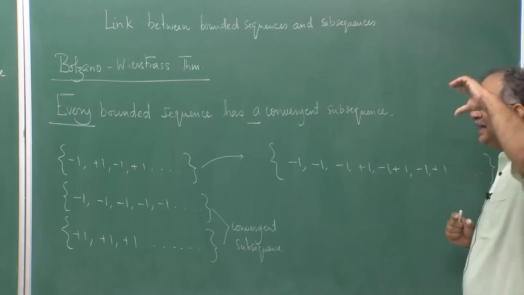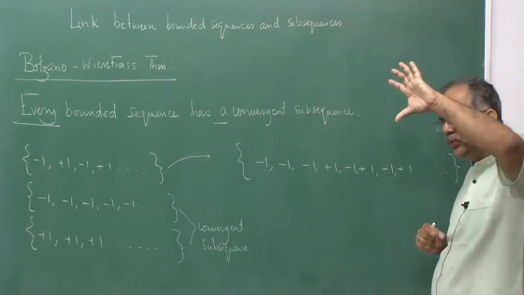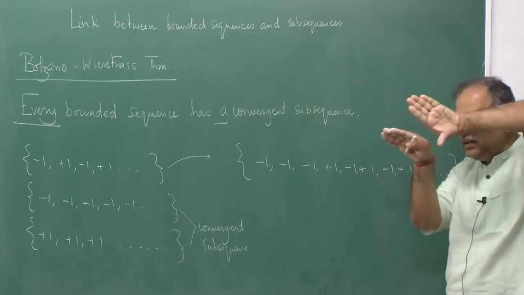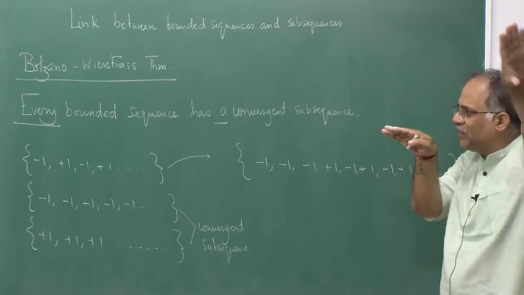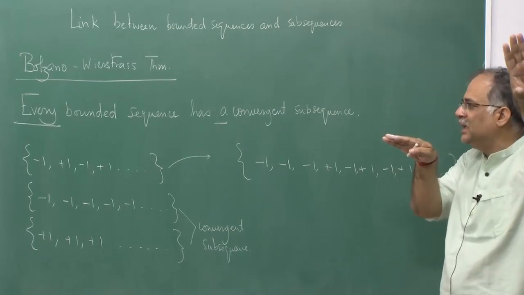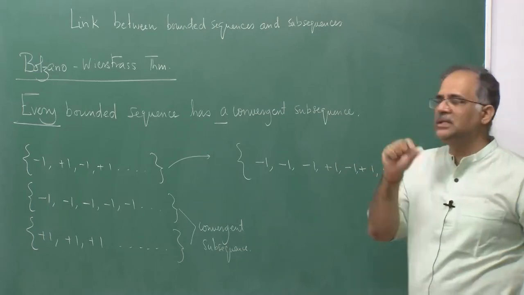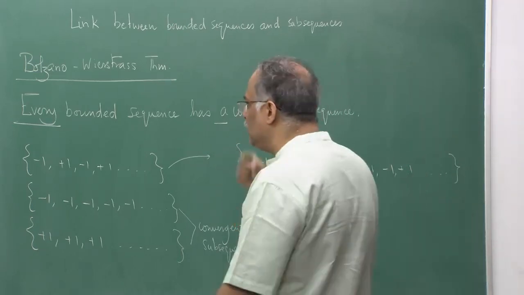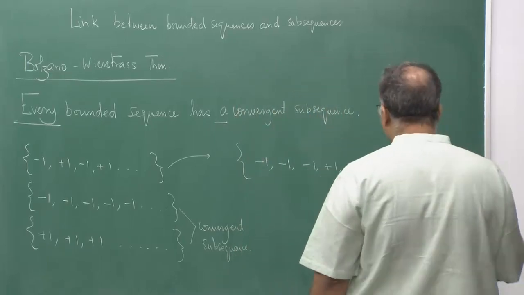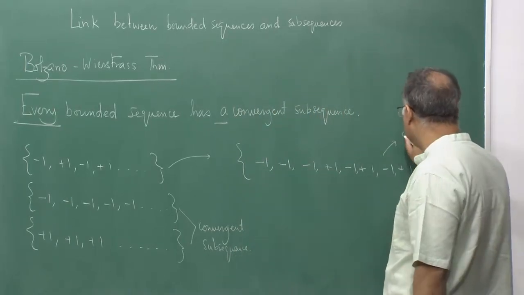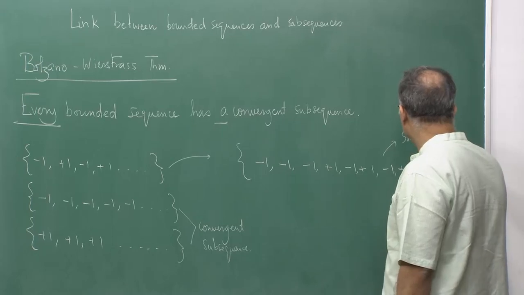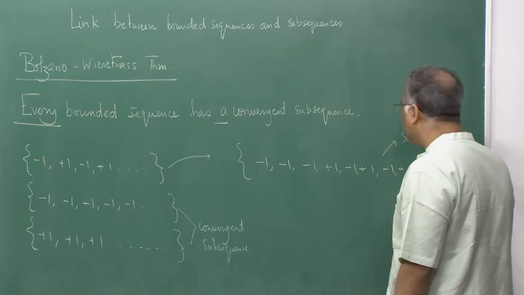See, when you look at a sequence, if you give away its head, that is some finite number of the first terms, it does not make any difference to the actual nature of the sequence. It is the tail of the sequence that plays the fundamental role, and that is something you should get into your mind. So, this is a subsequence, but not convergent.